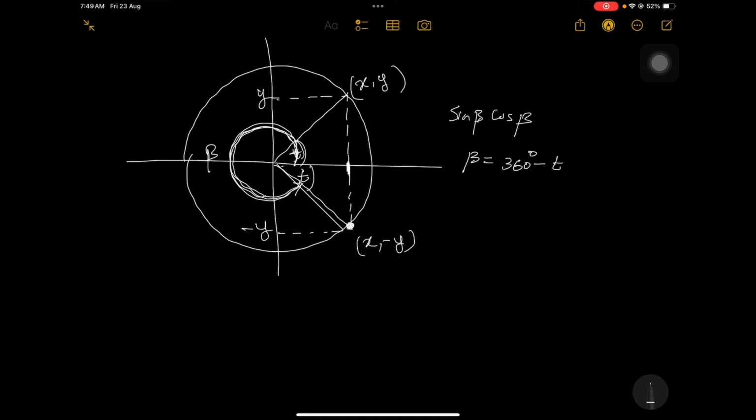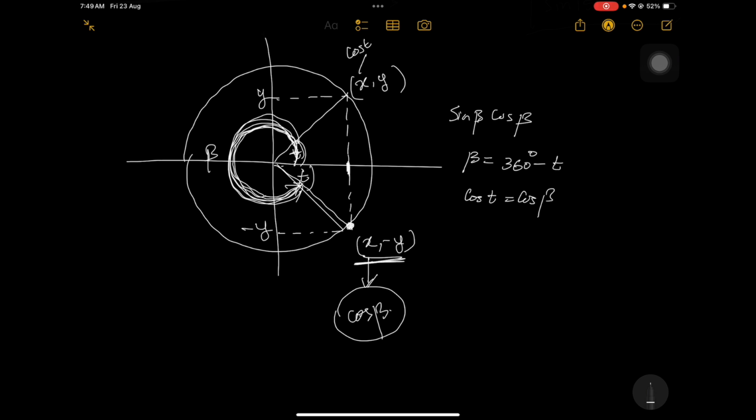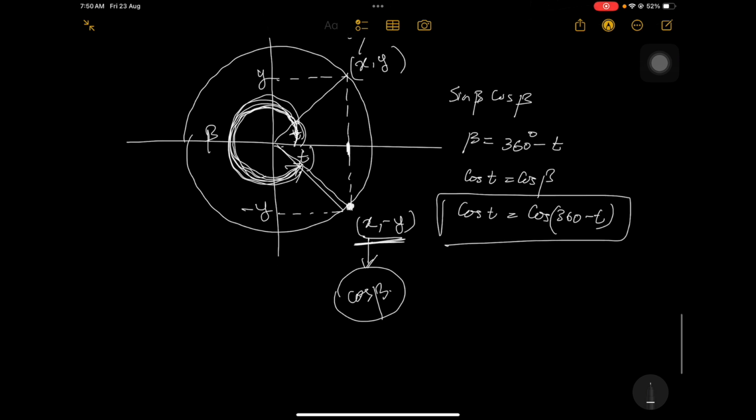So the cos value, you can see this is a cos value, cos t. This is cos beta. Why cos beta? This is the angle for this point. So the cos value is not changing. So cos t is cos beta, which is cos of 360 minus t. What we are proving here is that cos t and cos of 360 minus t are the same value.